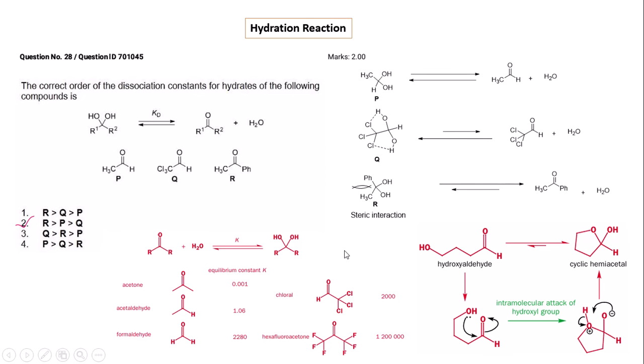Here some compounds are given where the compound is mainly not stable in the hemiacetal form. Here this compound is stabilized in the hemiacetal form. As the equilibrium goes in the forward direction, the cyclic hemiacetal form is stabilized. Here the cyclic form stabilizes this hemiacetal form.